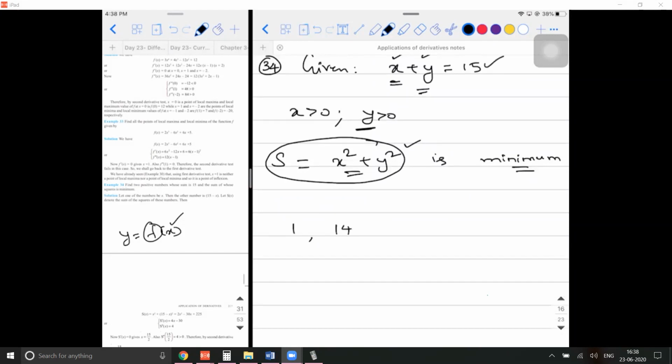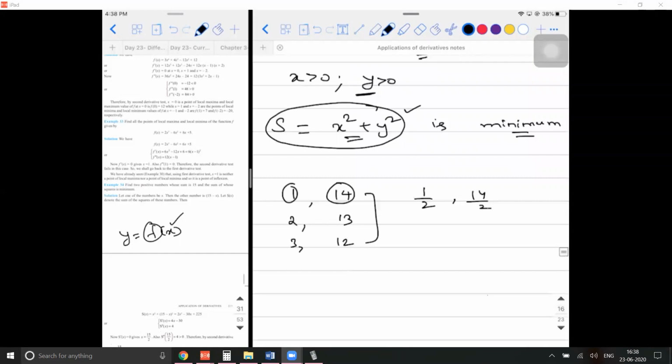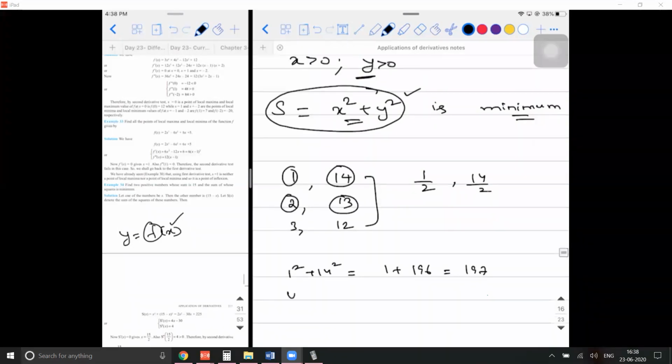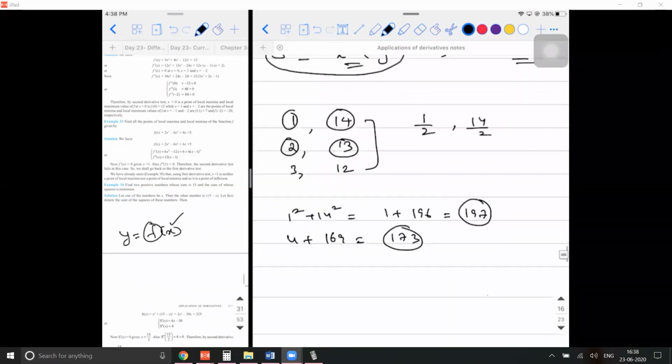I can think of 1 and 14. I can think of 2 and 13. I can think of 3 and, well, it keeps on going like this. And here, one more thing is they never told us it is an integer also. So I can think of 1 by 2 and 14 by 2 also. Now if I square them, 1 square plus 14 square, what is it going to give me? 1 plus 196, that is 197. If I square and add these two values, then I'll get 4 plus 169. What is it? 173. So like this, if I keep writing, I'll get many values, right? For this one, what will I get? 9 plus 144, 153.